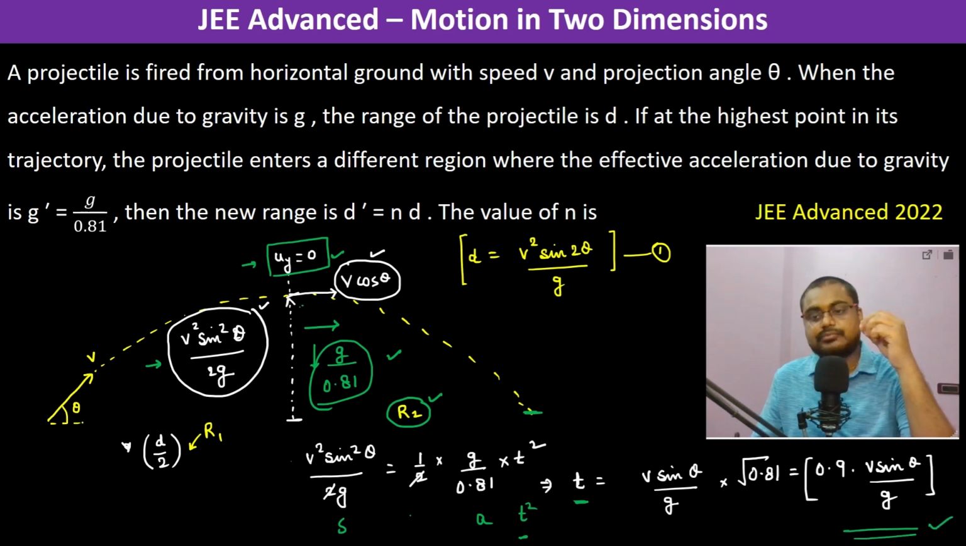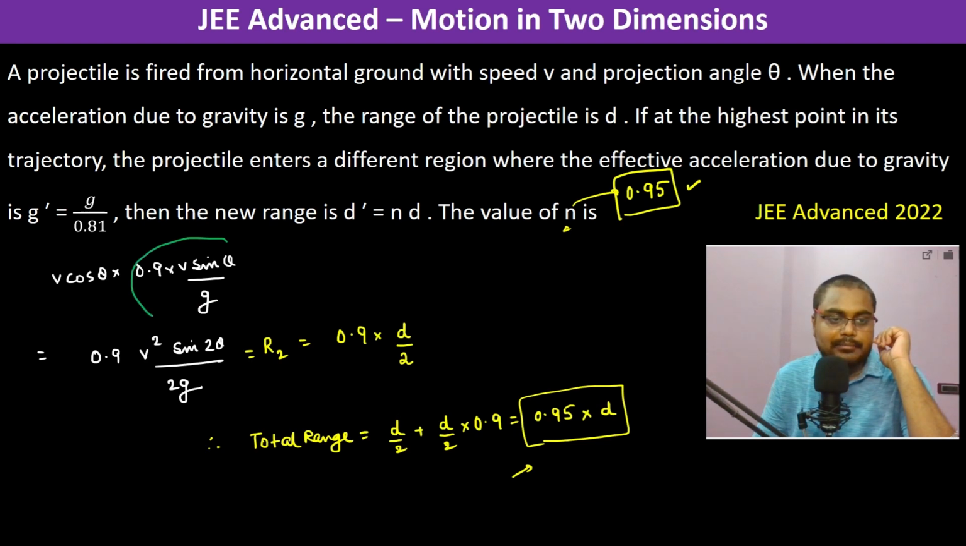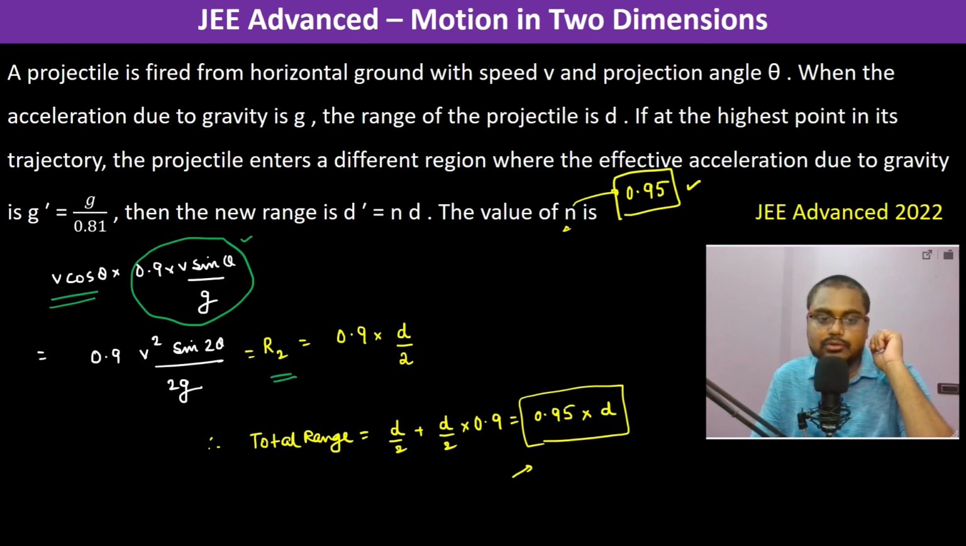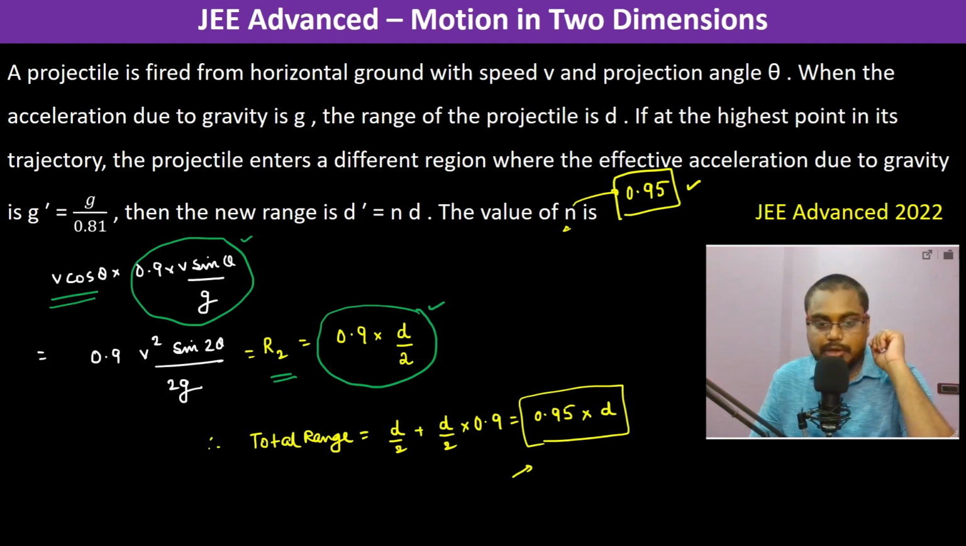So this time that we found is 0.9 into v sin theta by g. Now in this much time, in the x direction the velocity is v cos theta. Therefore what we did was we took the time and multiplied it with the velocity in x direction, and thus we got r2 which is equal to 0.9 into d by 2. Now already it has traveled d by 2 previously, so therefore the total is going to be d by 2 plus 0.9 into d by 2 which becomes 0.95 into d, and that's what is the answer.